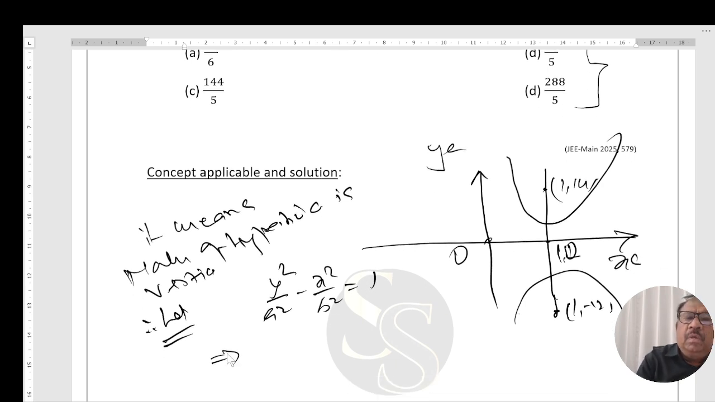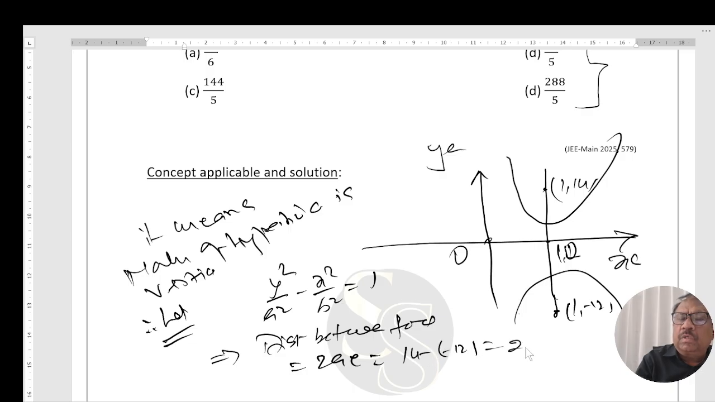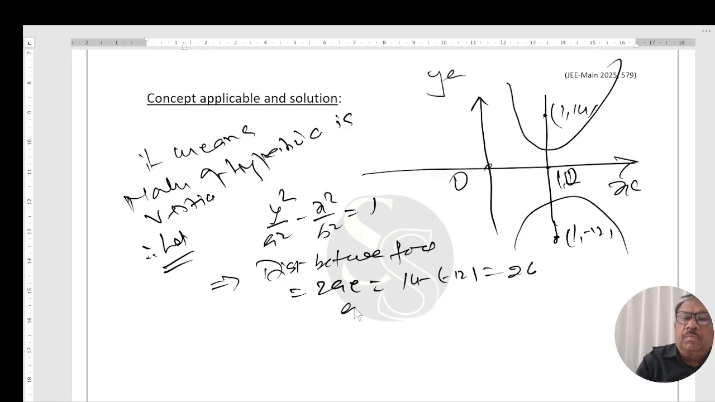Now, according to the question, the distance between the foci, that is 2ae, will be the distance between these two, which is 14 minus (-12), that is 26. So ae comes out to be 13. Its center will be the midpoint. To find its coordinates, (14 minus 12) by 2 is 1, so the center will be (1, 1).